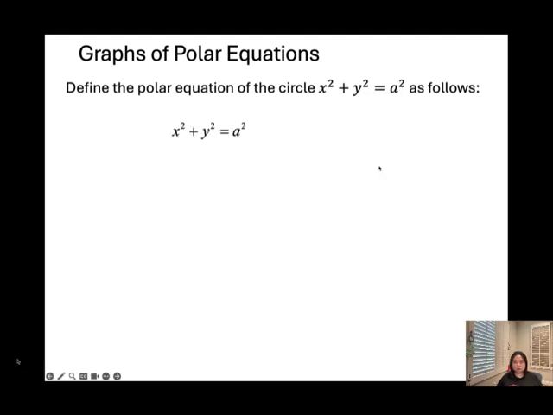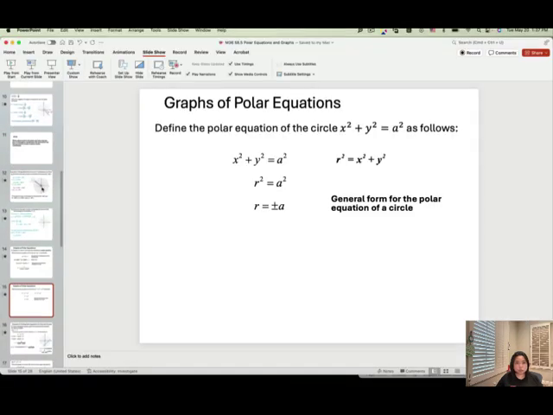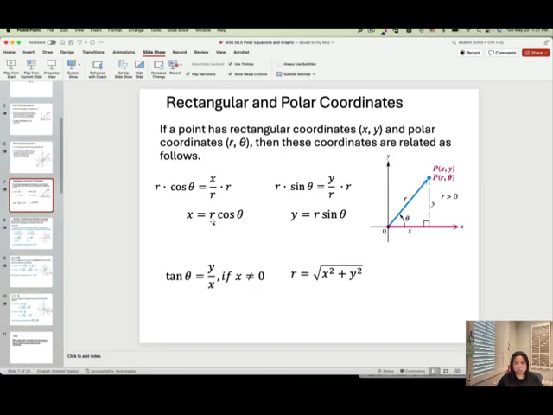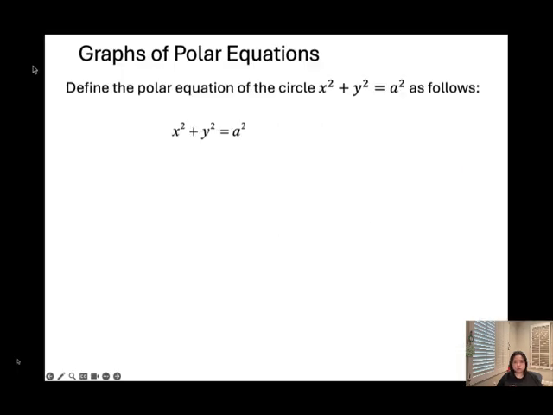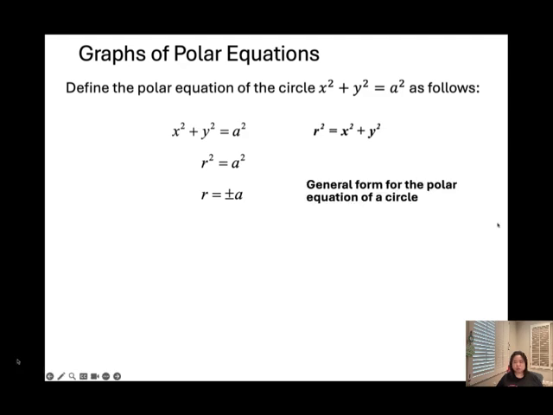So think about the four formulas. These four formulas, okay? X equal to r cosine, y equal to r sine, tangent, and also this one. Okay, we do have r squared equal to x squared plus y squared. So we're going to replace by the r squared, and then find out what is your r. That will be equal to plus minus a. So this is going to be the general form for the polar equation of the circle.